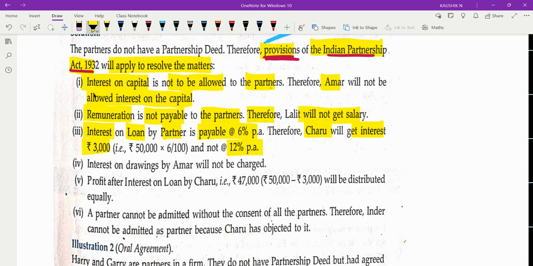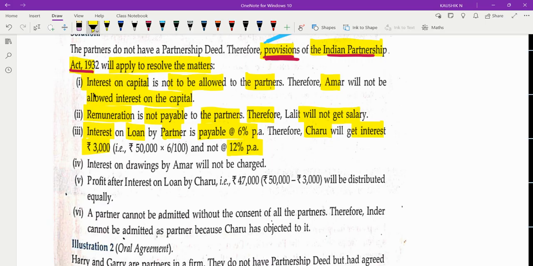Point number two: if the loan amount is given in the question, we need to check on which date that loan was provided, on which date the firm has borrowed the money from the partner. That should also be taken into account while calculating your interest. If not, then we will not be able to derive the right answer.